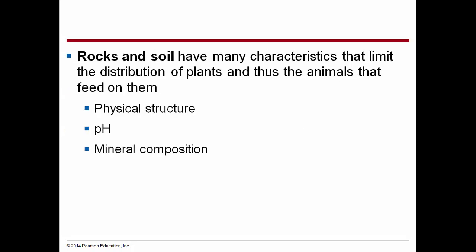Rocks and soil have many characteristics that limit the distribution of plants and thus animals that feed on them. Their physical structure, the soil may or may not be adapted to certain plants, whether that's gravel or soil or loamy soil or sandy soil. pH of the soil and mineral composition, all of these aspects are abiotic factors that have effect on distribution of plants.